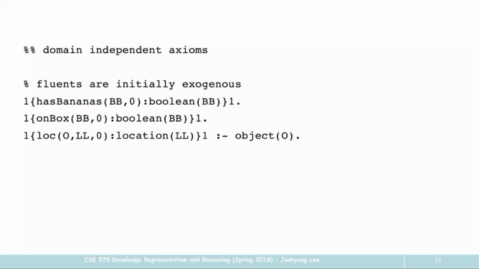So we say that fluents are initially exogenous. That's the rule that we will see again when we do the reduct. Basically we have the cardinality bound, so you choose exactly one value for each fluent. Note here that sometimes you see local variables used, and there are also global variables. Boolean is a local variable. It says that at any moment, has bananas can be either true or false, but you should select exactly one.